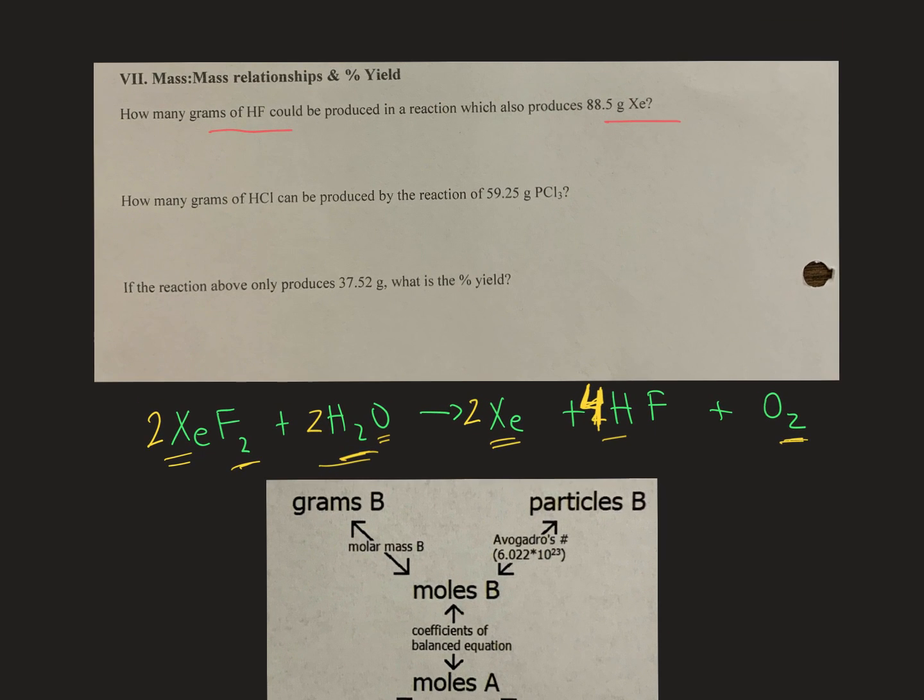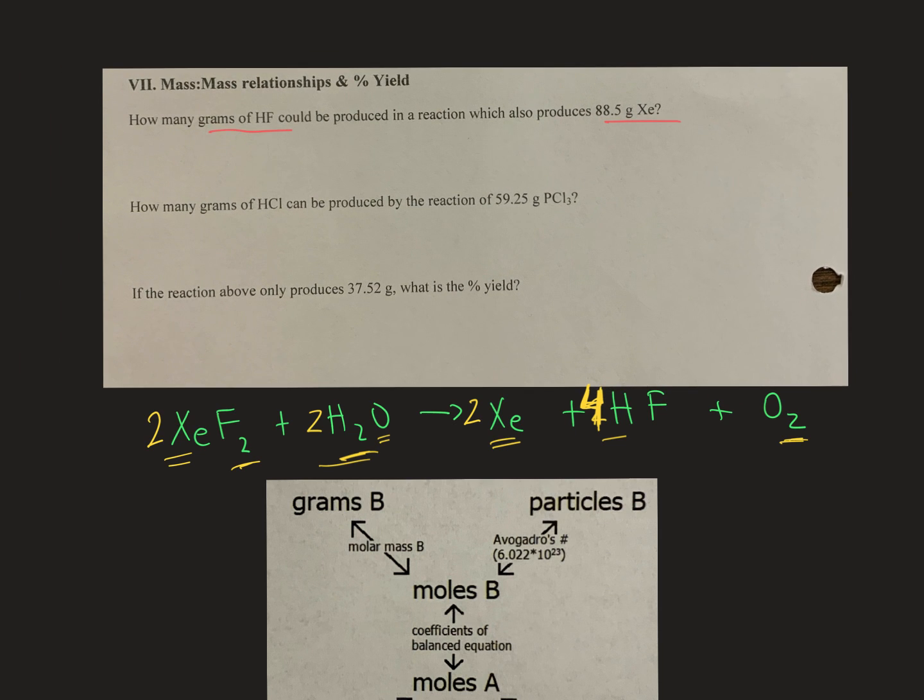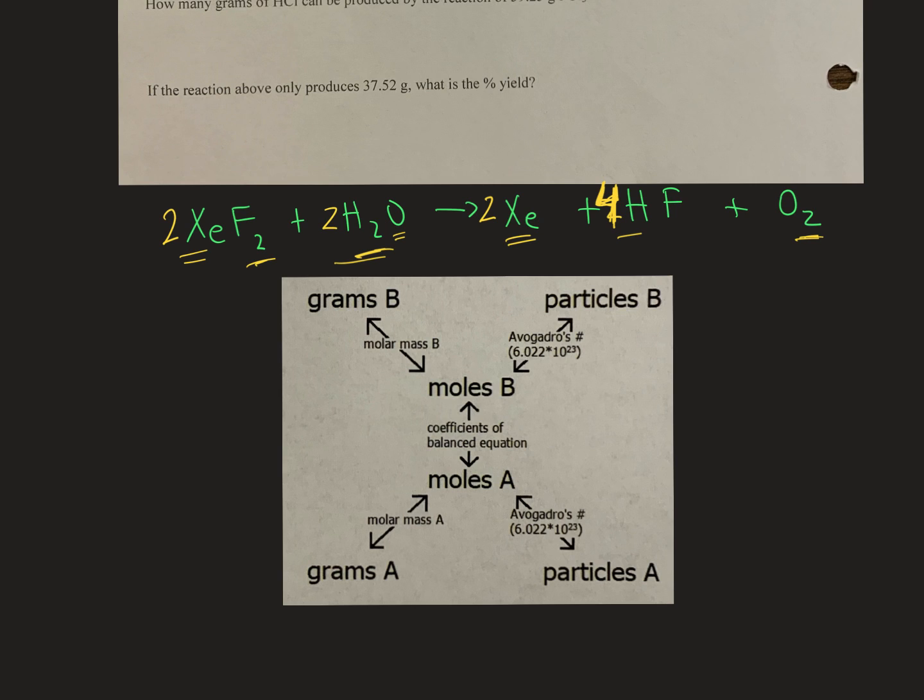So let's see. We know we have a certain amount of grams of Xe. What should we call that on our mole roadmap? Grams of A or grams of B? It doesn't matter, but A comes before B. We start with A. Start with what we know, right? So it makes sense in my mind. We call A Xe. I'm going to change this A to be Xe as well. Y'all with me?